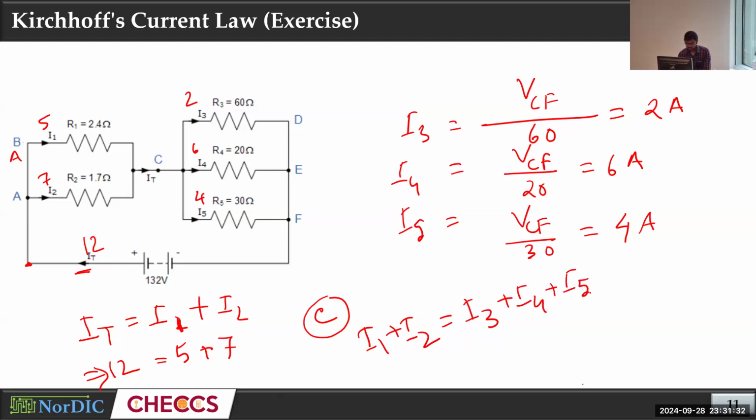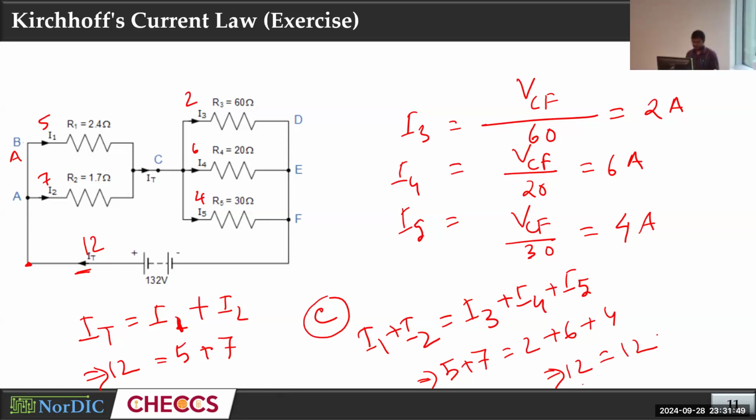But we can also say IT, right? Yes, I1 plus I2 is IT. So here you can just verify: 5 plus 7 and 2 plus 6 plus 4. So KCL is verified, right?